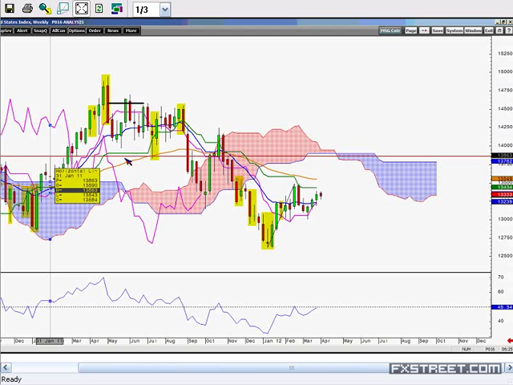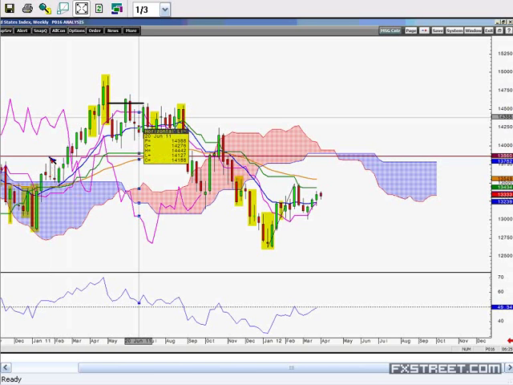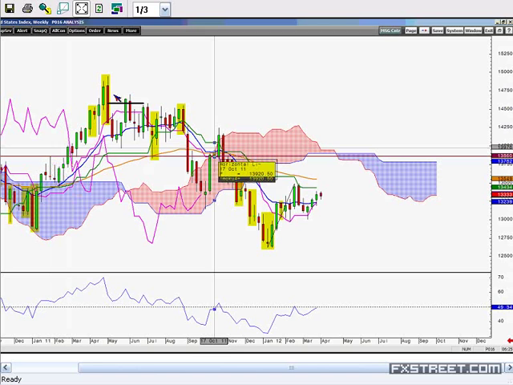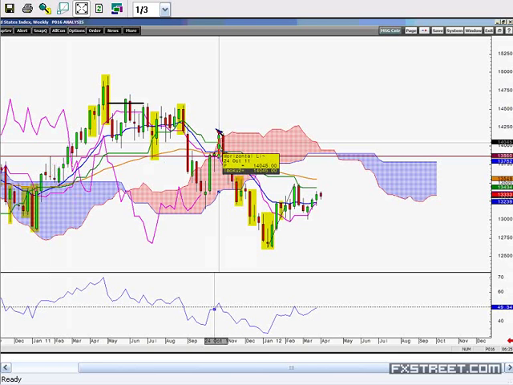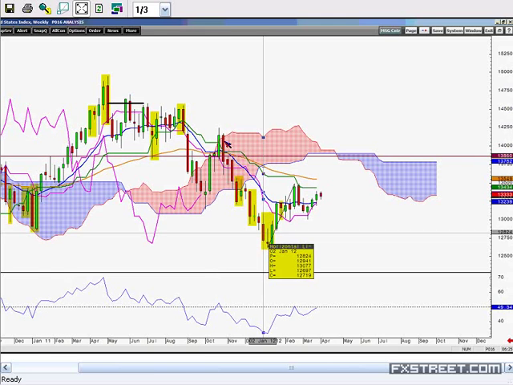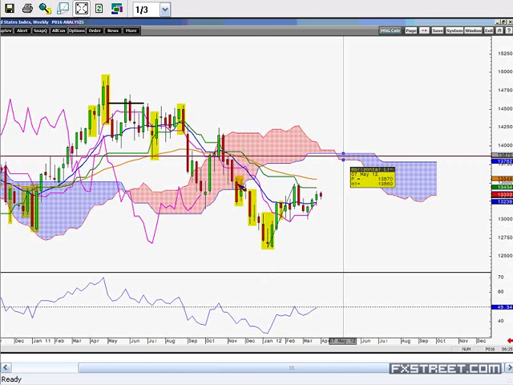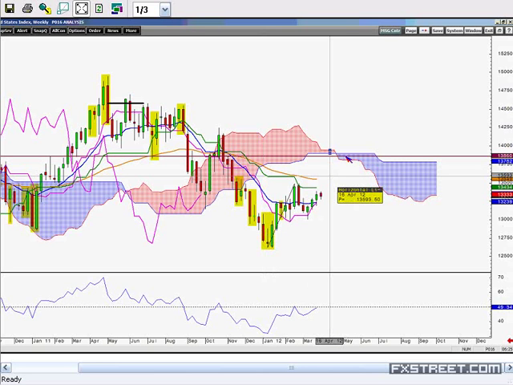This support area, you can see here it was resistance, okay, then it breaks, it then becomes support, okay, it breaks, didn't hold very well there at all. In fact, inside the cloud, it didn't hold at all, and then we moved lower. So there's a good chance that this area here, this 138.66, is going to be a resistance area.